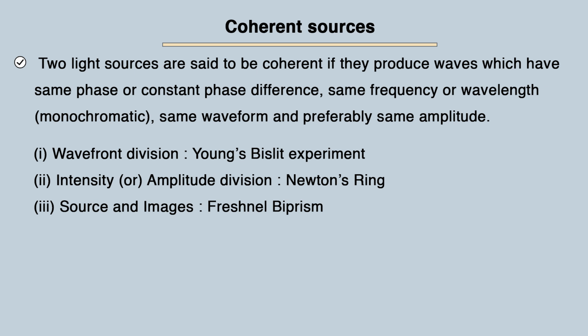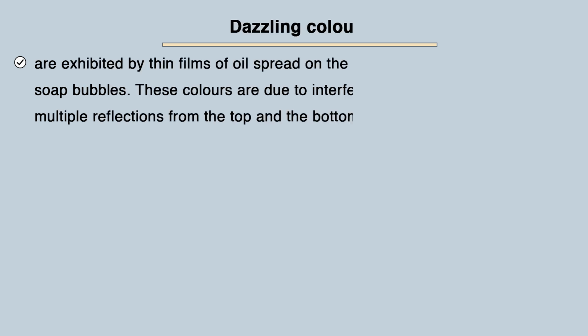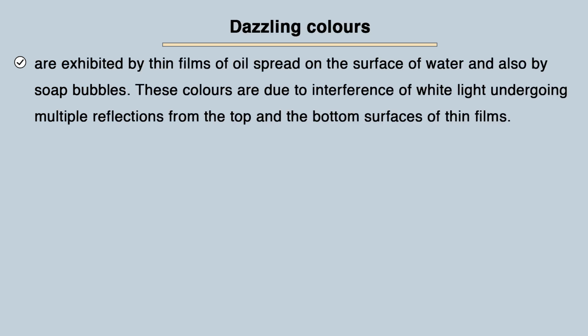So, in Michelson's experiment or Newton's ring experiment, we use this phenomenon, of source and images. That image is created and is considered equal to the source, and this is one phenomenon used in the Fresnel biprism. The dazzling colors exhibited by the thin film of oil sprayed on the surface of water and on a soap bubble are mainly due to interference, and we observe them in our daily life.